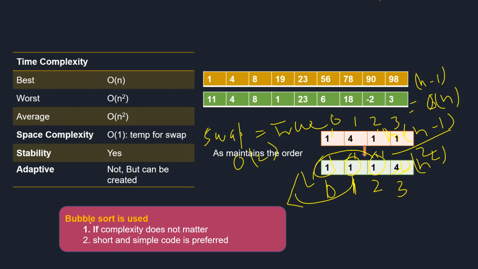The next part is the complexity-related thing about bubble sort: why it should be used and where it should be used. If the complexity doesn't matter for the development you are doing, it is very simple, and any layman can understand how it is happening.